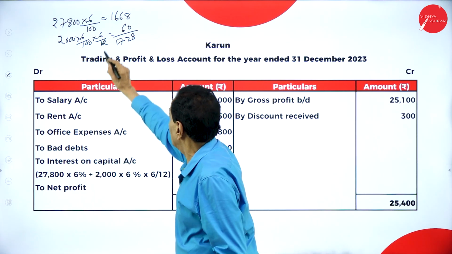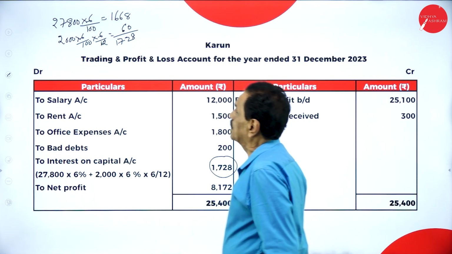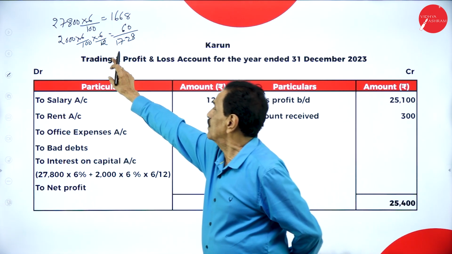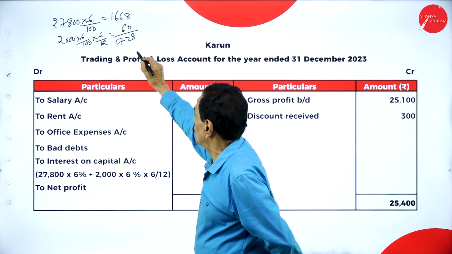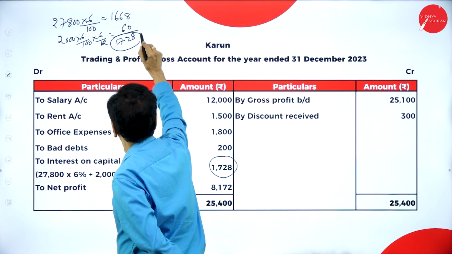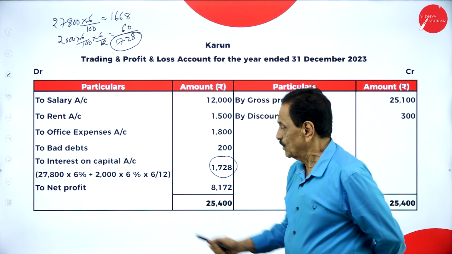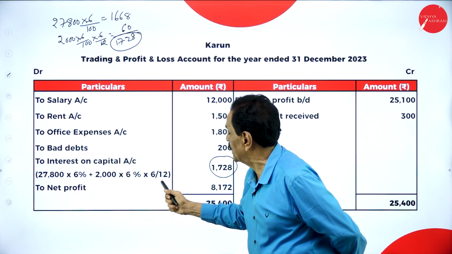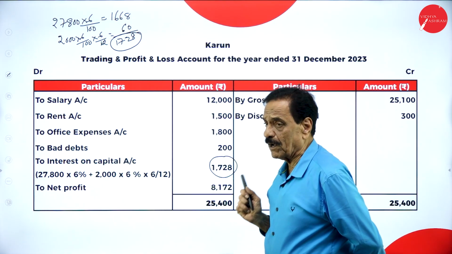So 27,800 for 1 year is 1,668. 2,000 for 6 months is 60 rupees. Totally 1,728. So this is for 1 year, this is for 6 months. The difference is net profit.